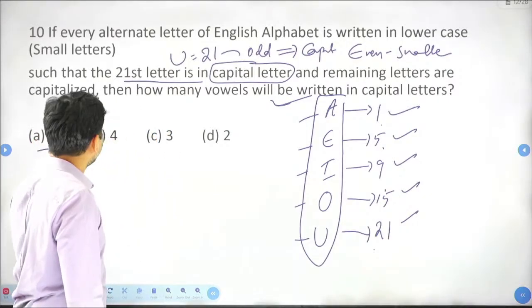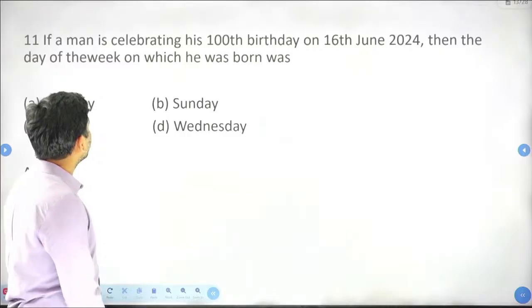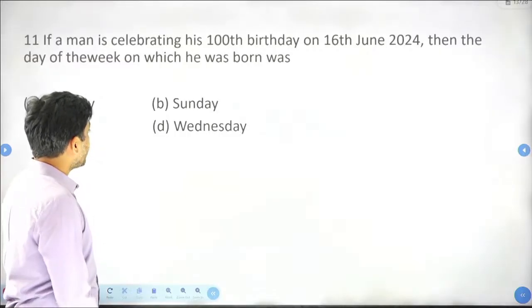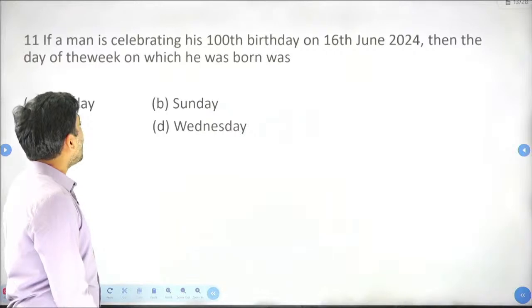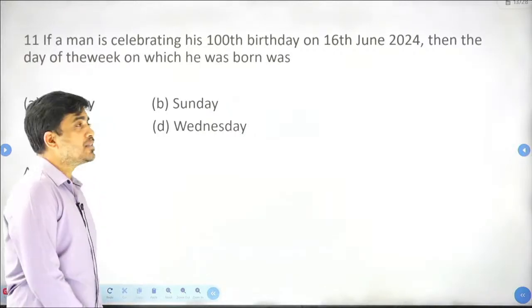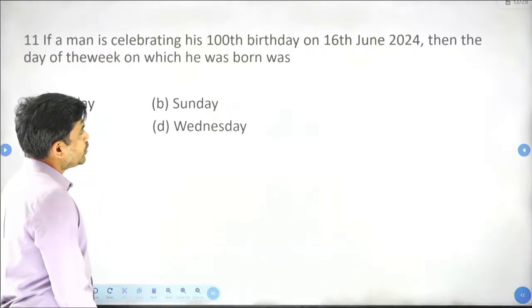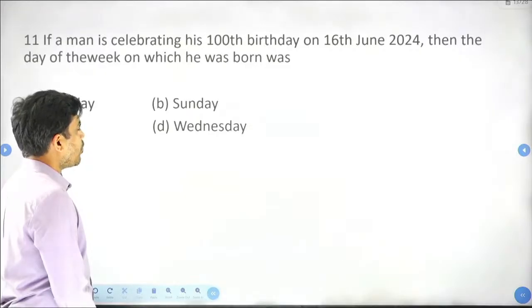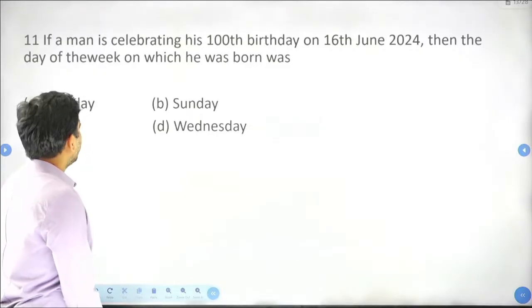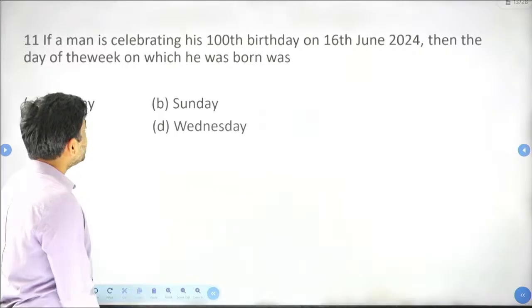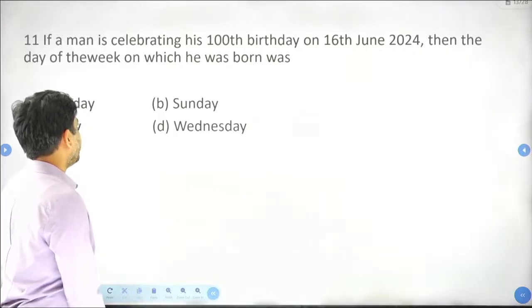Chalo, next one. This one is excellent question really. A man is celebrating his 100th birthday on 16th June 2024. Then the day of the week on which he was born.